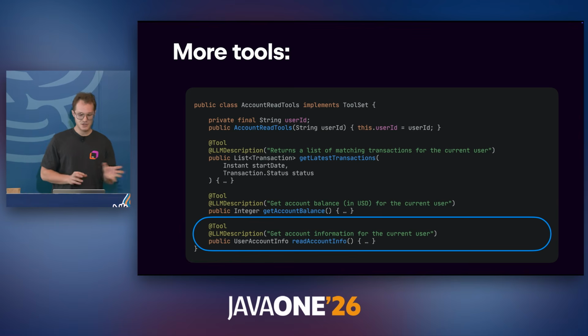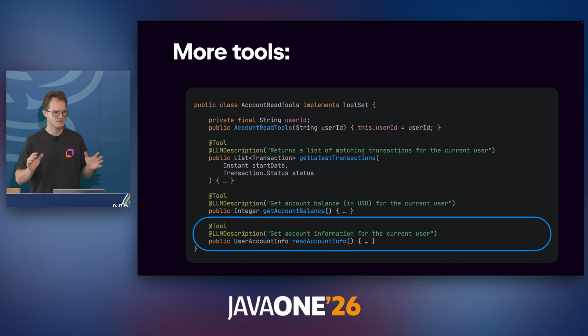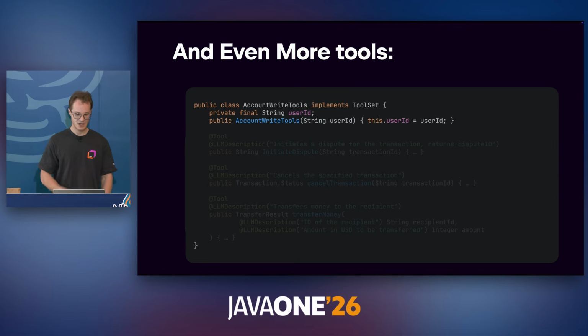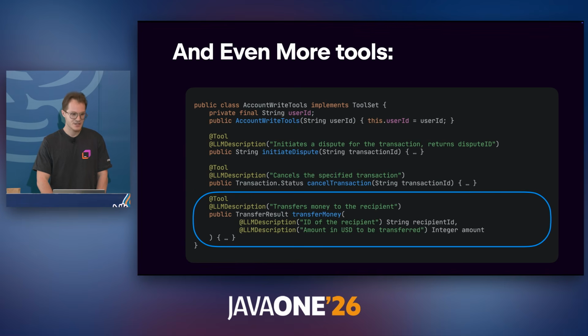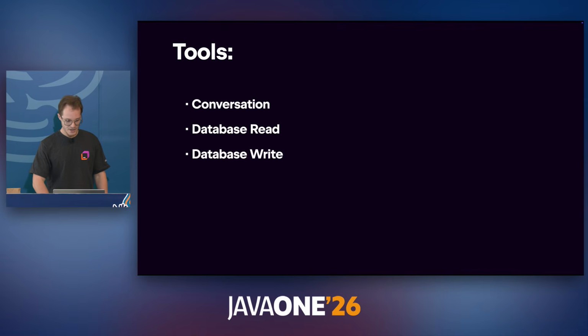So the agent is currently able to communicate with the user and to read something from the database. But that's boring. That's not interesting enough. We don't want to build just yet another talking-to-user chat support bot, right? We need to build an agent that is actually proactive, that can solve the problem, that can do something for the user. So let's build AccountWriteTools. In the same way, the agent will be able to initiate a dispute about a transaction, or cancel a transaction, or transfer money. And you can build any other tools of your own for your specific application.